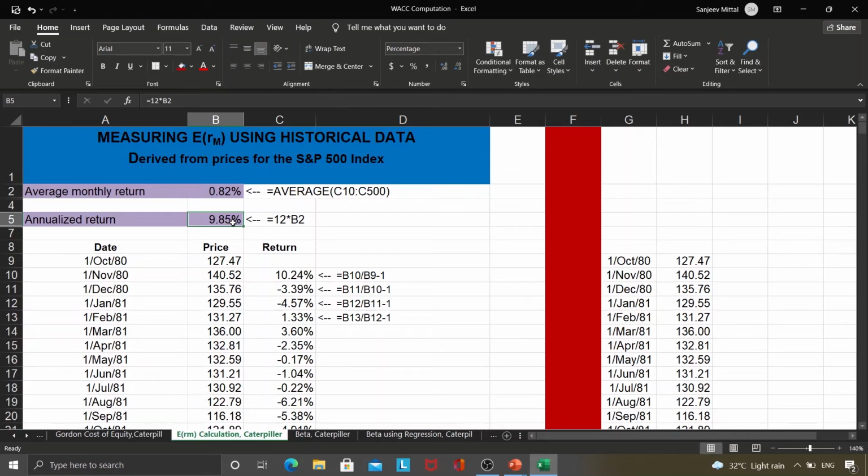Now, this annualized return is showing our expected return on market. Since 1980, on an annualized basis, the S&P 500 index has received an annualized return of 9.85%. I would like to let you know that these annualized returns have been calculated based upon simplicity and respecting the monthly valuation.